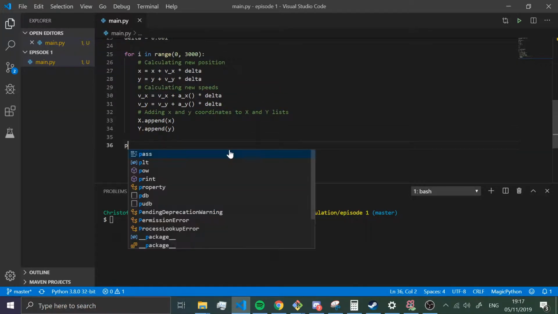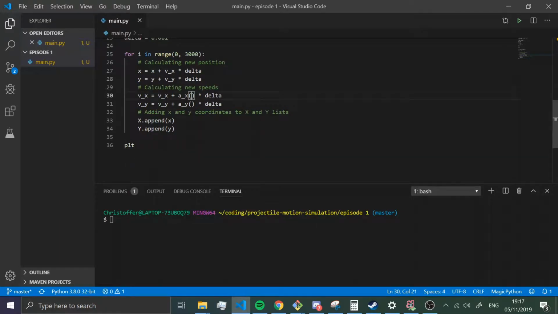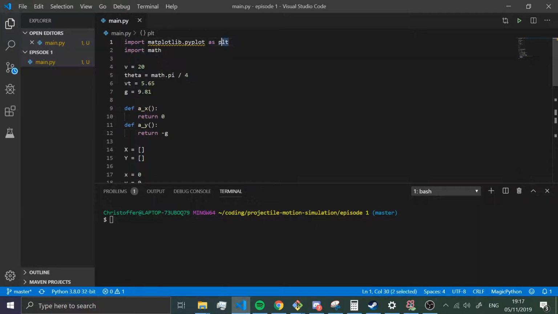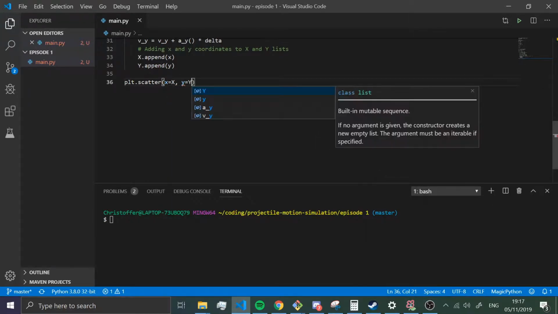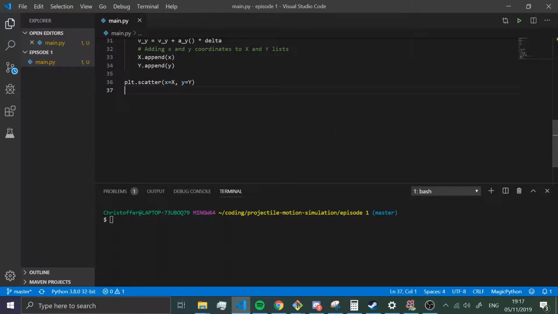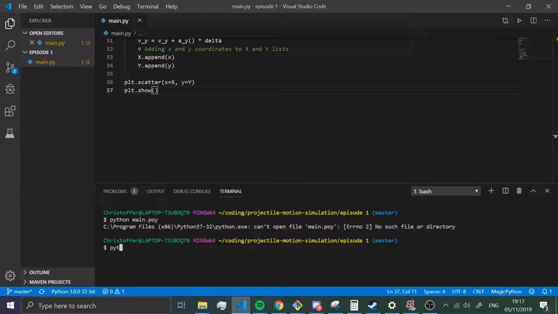We can now plot it using matplotlib, and that's super easy. We can just write plt. plt is from up here when I called it plt. So plt.scatter, which will make a scatter plot, and then give it x equal big X, which is our list of x coordinates, and y equals big Y, our list of y coordinates. And then I'll write plt.show, which will show the plot. So let's run it and see what we get. Whoops, misspelled it there.